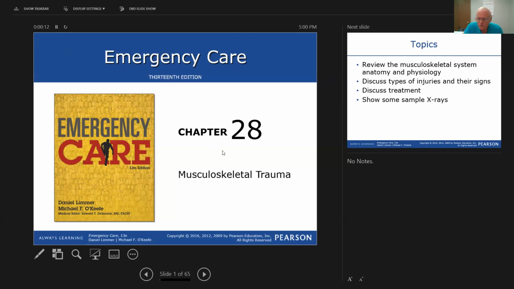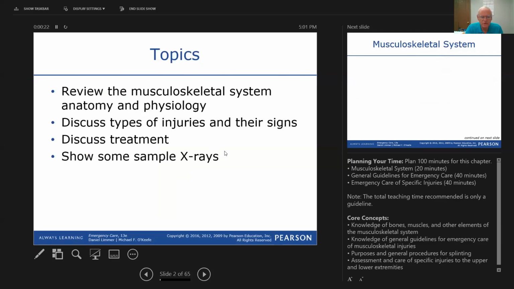The next section in our trauma division, we're going to talk about musculoskeletal trauma. And tonight we're going to review the musculoskeletal system, anatomy, and physiology like we discussed a couple weeks ago. We're going to talk about the types of injuries that can occur to the musculoskeletal system and what signs we'll be looking for, and then what treatments we can provide for that. And at the end, I'm going to show you a few x-rays that have some sample fractures and things like that on there.